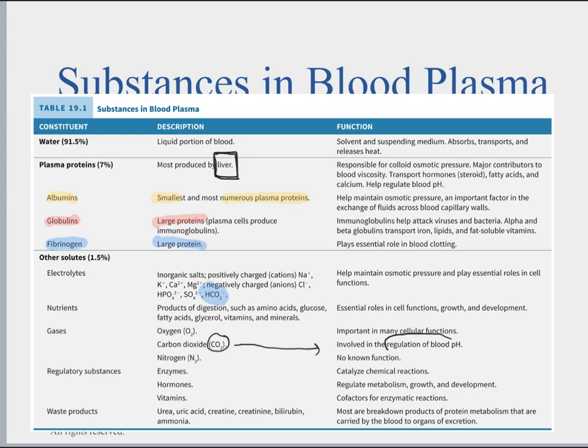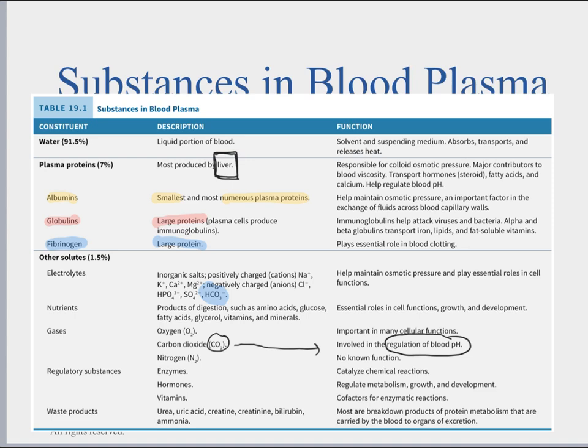CO2 is involved in the regulation of blood pH. Regulatory substances, we deal with enzymes, hormones, and vitamins. Those enzymes are going to help catalyze chemical reactions. Hormones regulate metabolism, growth, and development. Vitamins are cofactors for enzymatic reactions.